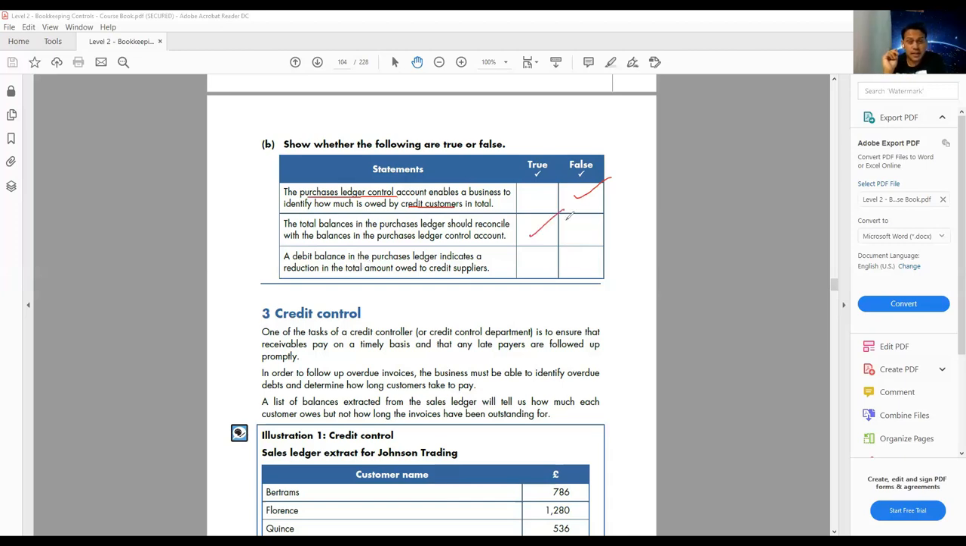The third one they're asking: a debit balance in the purchase ledger indicates a reduction in the total amount owed to supplier. Is it true? I think it's true, isn't it? Because a liability we write on the credit side, so anything we write on the debit side is a reduction of the balance. So yes, that's true. All right, so this is good.